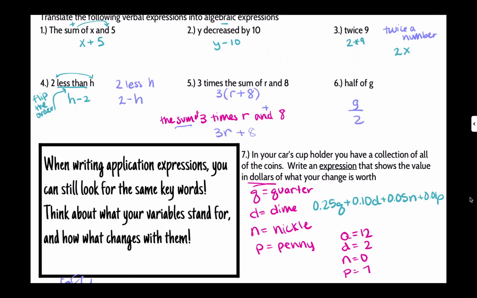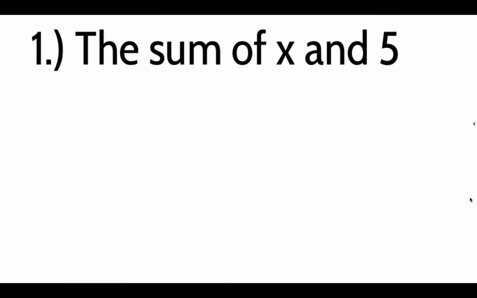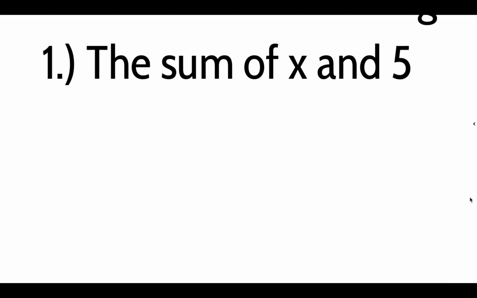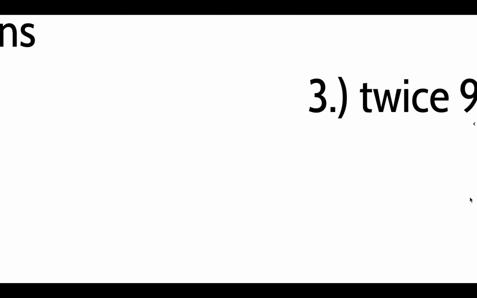Okay. So, the sum of x and 5. That means we're going to be adding x and 5 where the "and" is. So x plus 5. Decrease by is subtract. So y minus 10. Twice 9. So that means 2 times 9.